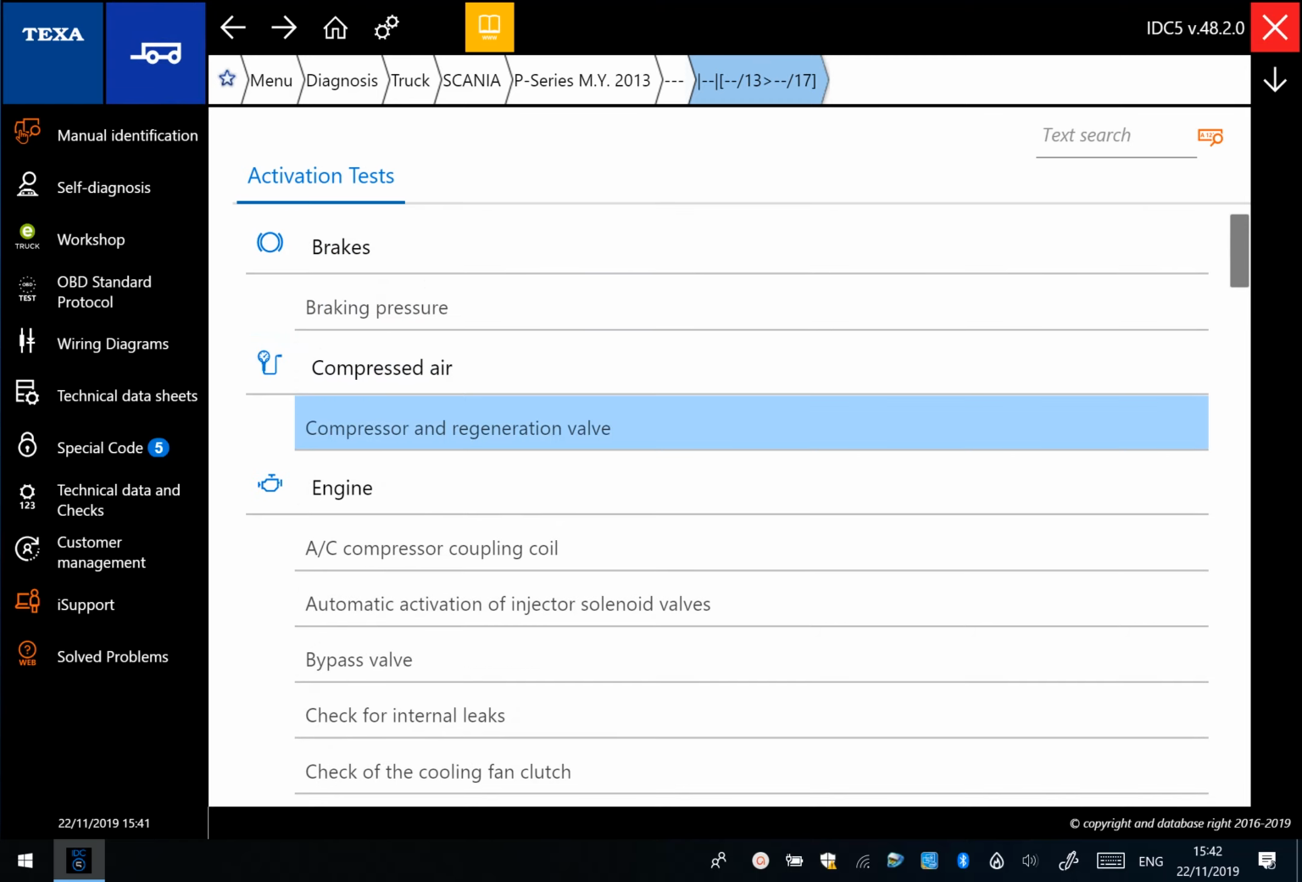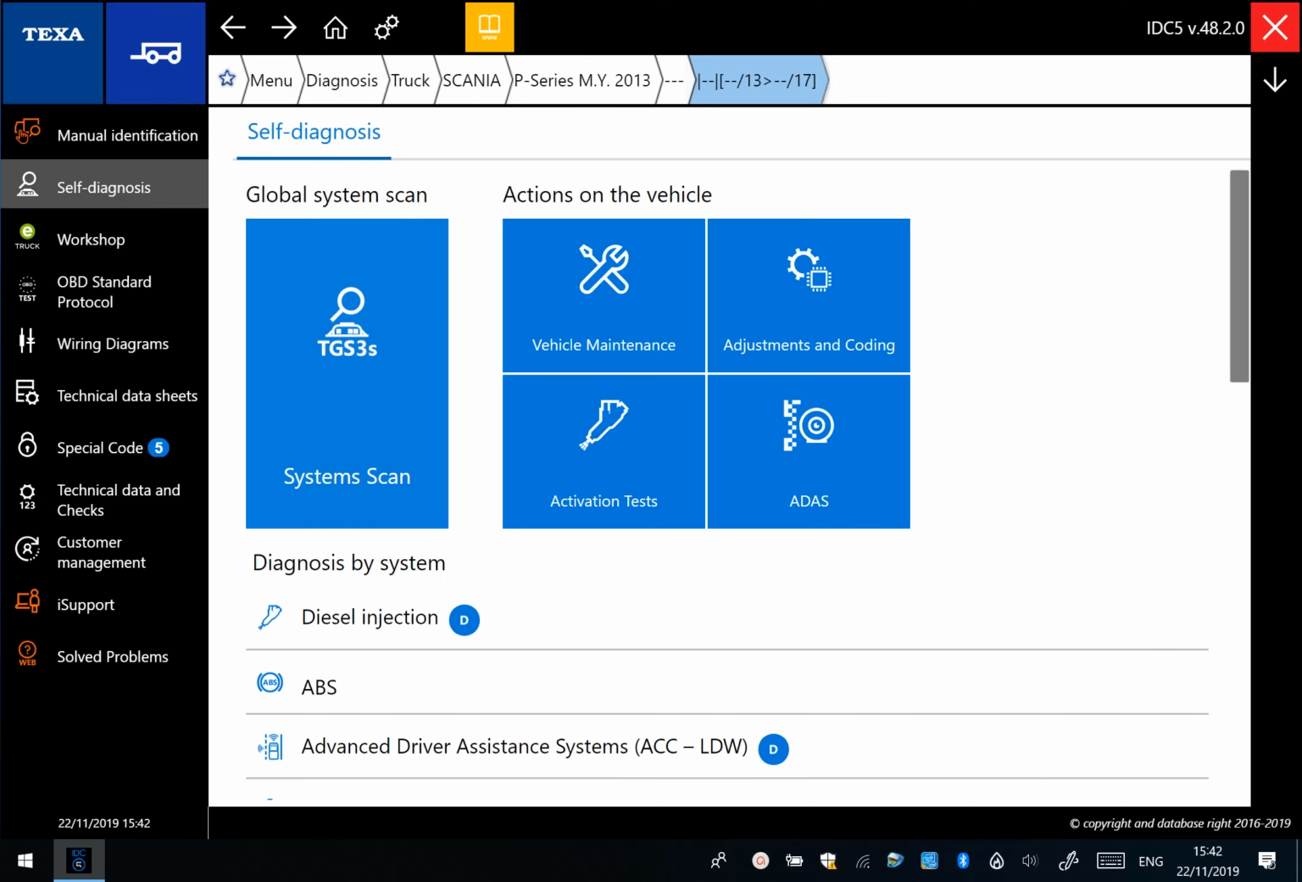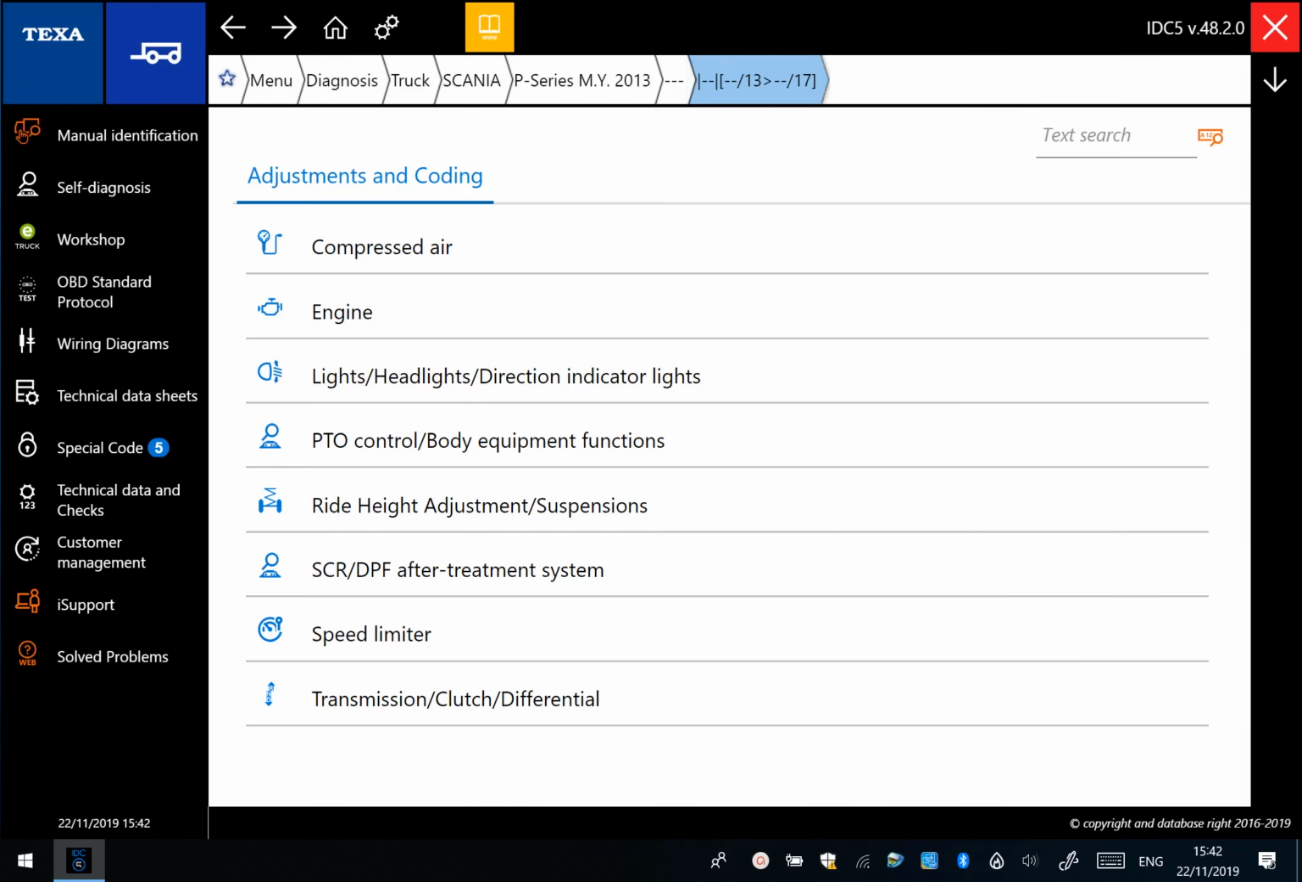Compressed air system as well. Again, compressor and regeneration valve. On some of them also, we're going to be able to reset the dryers as well. So what we'll do, we'll just head back up to where it gets a bit more involved, which is the adjustments and coding. So this is where you can actually make changes to the parameters and the settings within the vehicle.